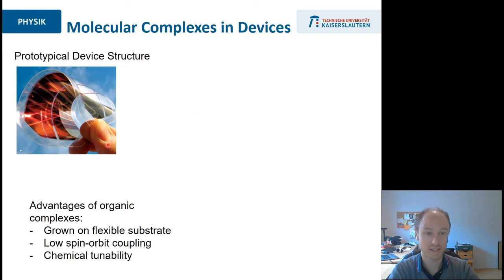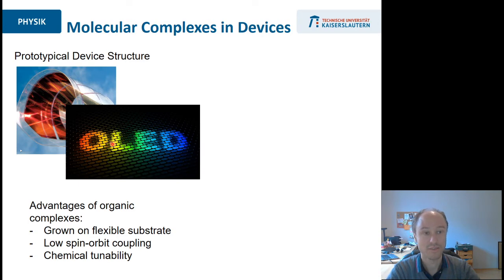flexible solar cell or this very colorful light-emitting diode technology that we all know from first demonstrator devices. And there are many advantages that make these organic materials so appealing for the next generation of electronic or even spintronic devices, such as the fact that they can be grown on flexible substrates and that they have low spin-orbit coupling, which is particularly important for spintronic applications.